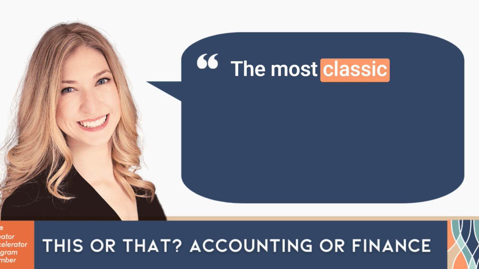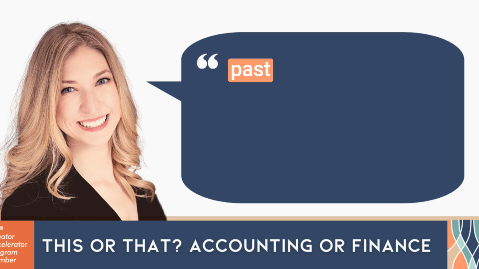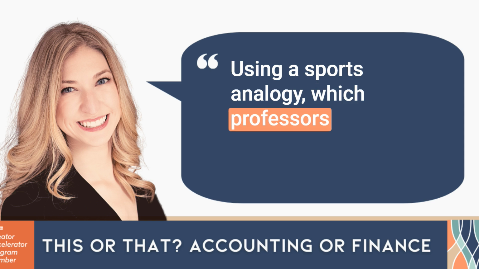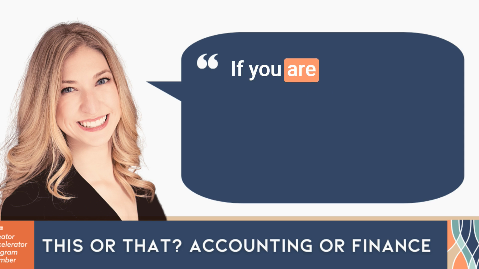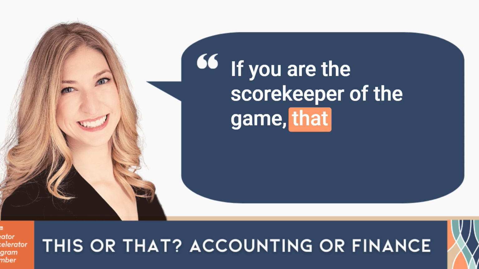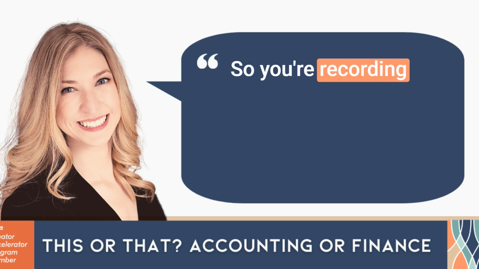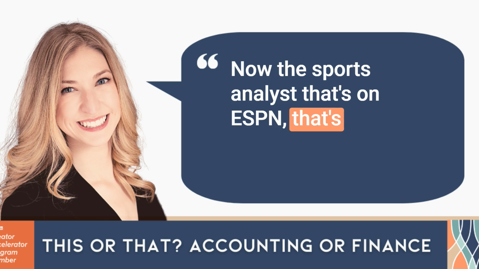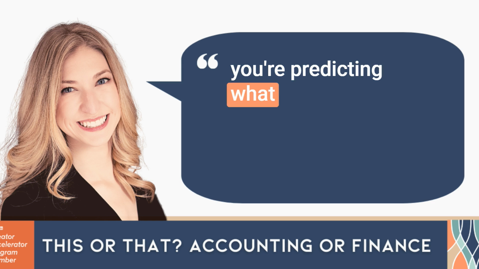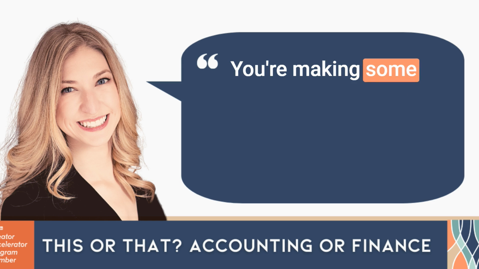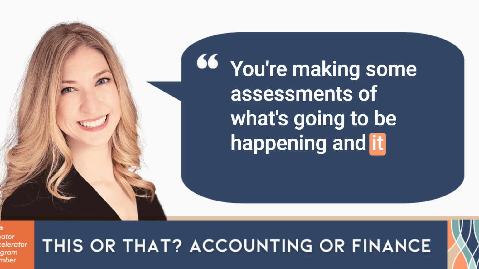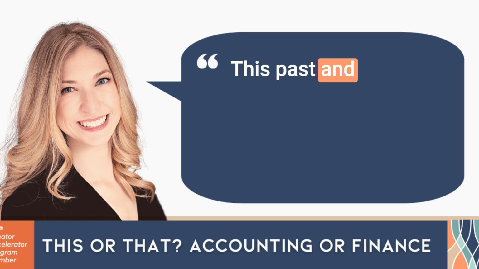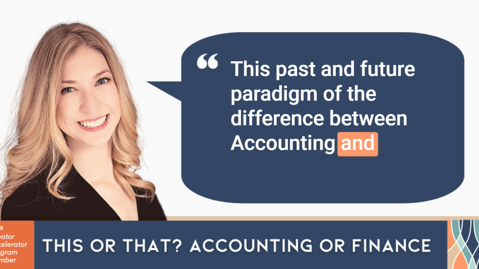The most classic is that accounting is quantifying the past and finance is quantifying the future. Using a sports analogy, which professors tend to like to do, if you are the scorekeeper of the game, that is the accountant's role. So you're recording things that have already happened. Now, the sports analyst on ESPN, that's probably the finance role. You're predicting what might happen in the game. You're making some assessments of what's going to happen, and it may be right, but it may be wrong because you can't predict the future. This is the past and future paradigm of the difference between accounting and the finance function.